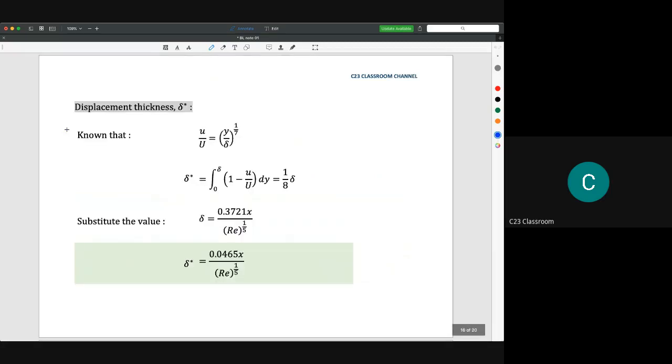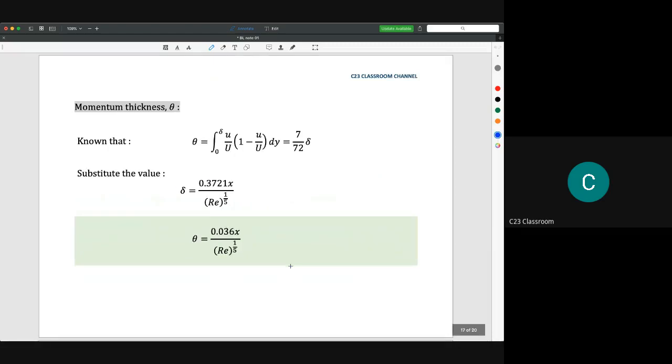So this is just the representative of the turbulent. Then the calculation is exactly the same as for the laminar boundary layer. So I hope I could go a little bit faster here. We know that u over U is 1 over 7. Then we could calculate the value of delta star here by using this equation. Then we get 1 over 8 delta. We substitute the value of delta with the previous equation that we have here, and then we get delta star is equal to 0.0465x over Reynolds number to the power of 1 over 5.